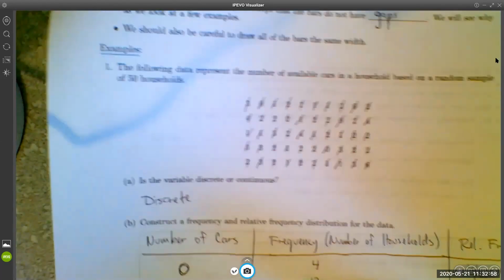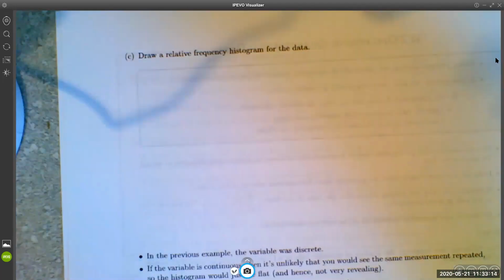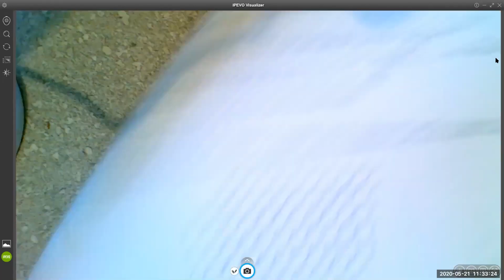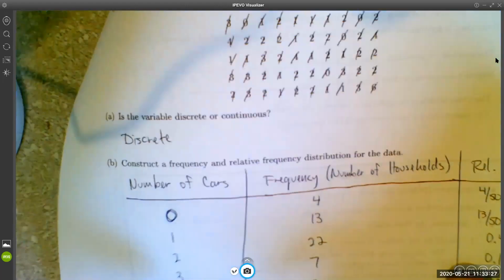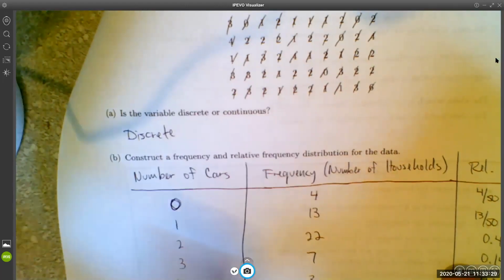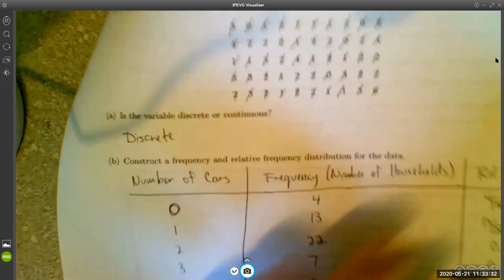Okay, that's our frequency and relative frequency distributions. Now we can draw a relative frequency histogram using those distributions as follows. On my x-axis, the horizontal axis, that's where I'm going to put the number of cars. And on my vertical axis, that's where I'm going to put the number of households.